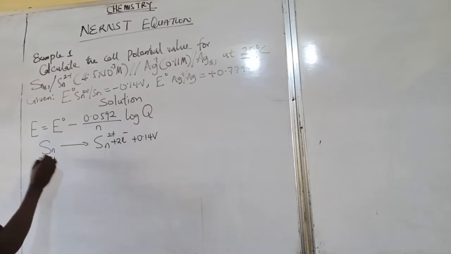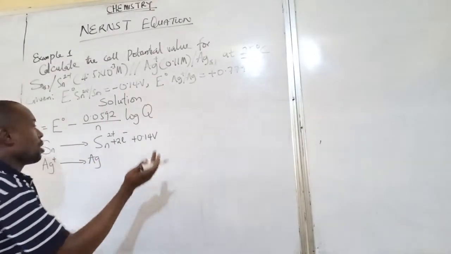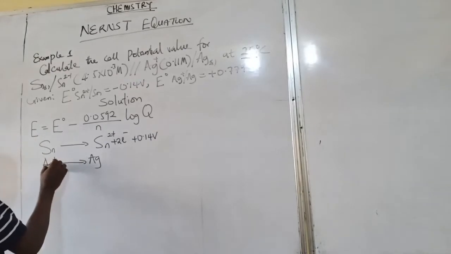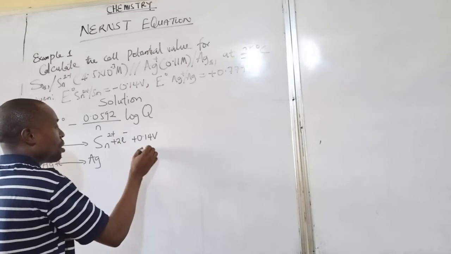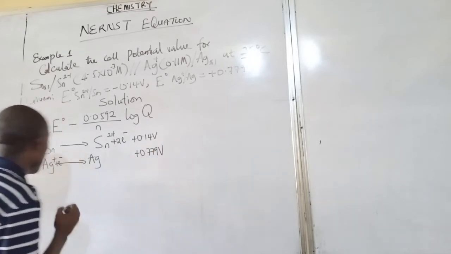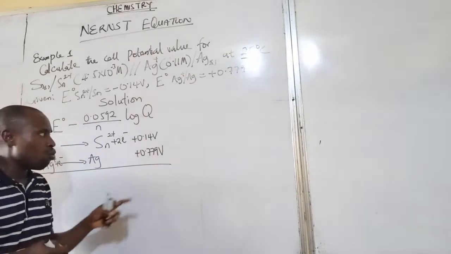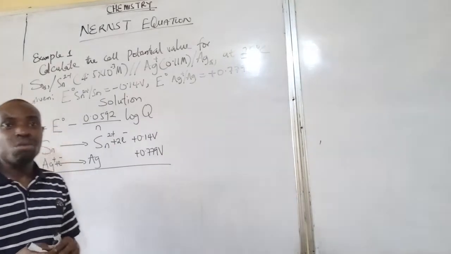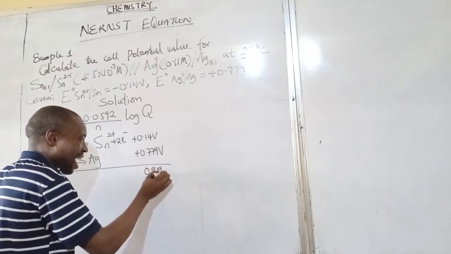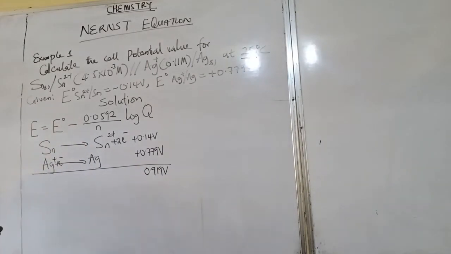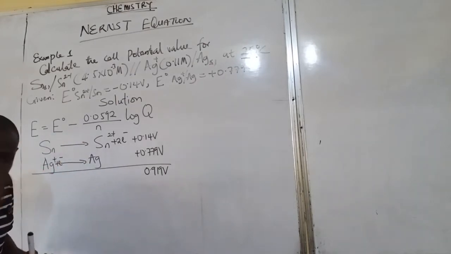we have silver ion to give me silver, because we are not changing anything. Here still remains 1 e minus here. Here we now remain as plus 0.779 volt. And when you add these two up, I believe you should be having 0.919 volts.